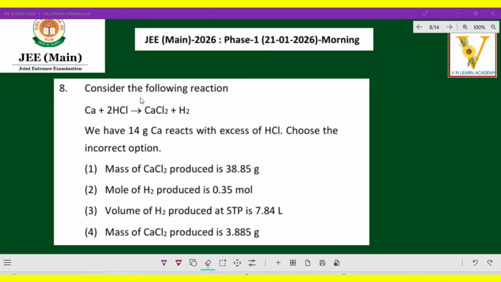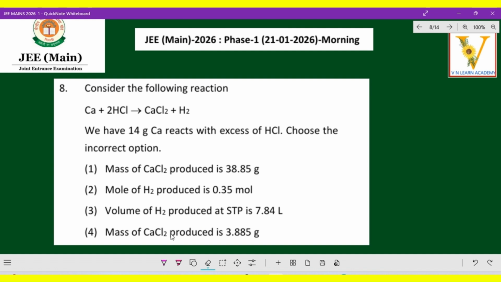The next question: consider the following reaction, Ca plus 2HCl gives CaCl2 plus H2. 14 gram of calcium reacts with excess HCl. Choose the incorrect option. Among these, which is not correct? Mass of CaCl2 produced is 38.85 gram. Moles of hydrogen produced is 0.35 mole. Volume of hydrogen produced at STP is 7.84 liter.